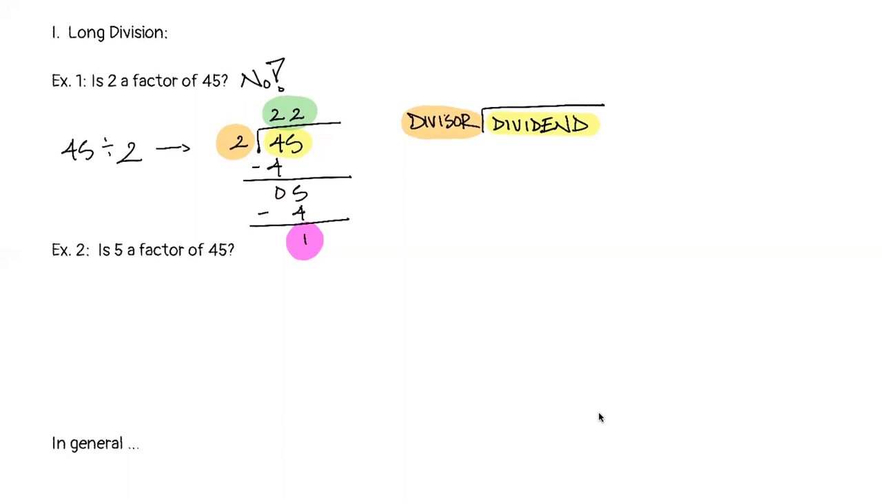The number at the top that you get at the end is called your quotient. And so that's our 22, or the number in the green. And you do your long division a few times, you subtract, and when you get to the end, the number on the bottom, the one in the pink, is actually our remainder.